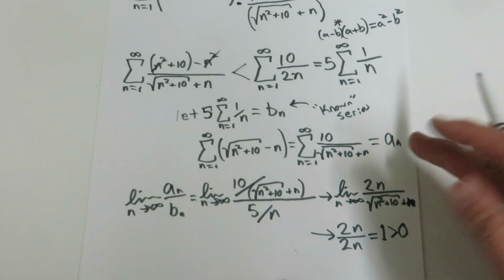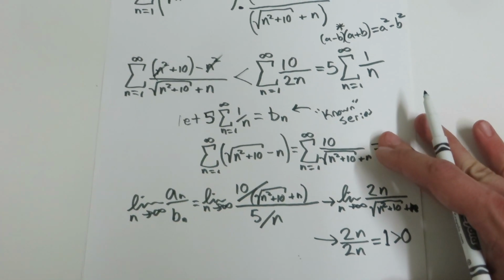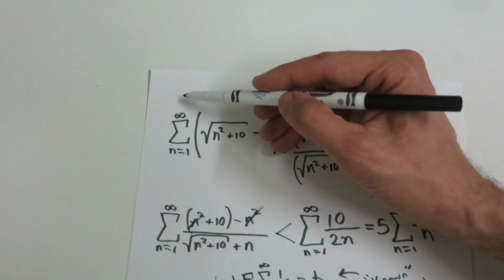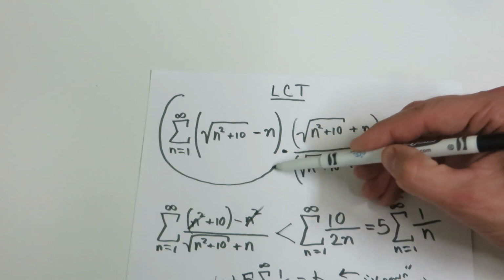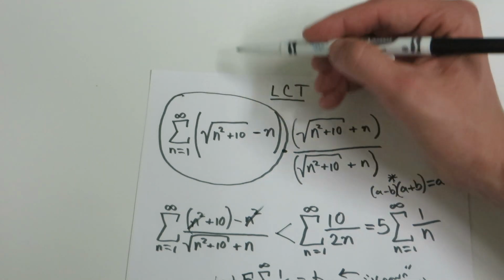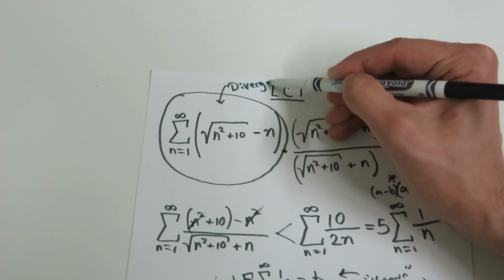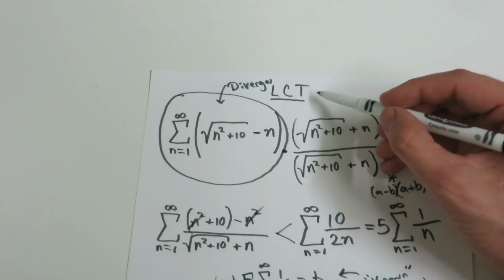So we go back to our original series here, and we have that this whole thing right here, this one that we started with, this diverges. It diverges via the limit comparison test.